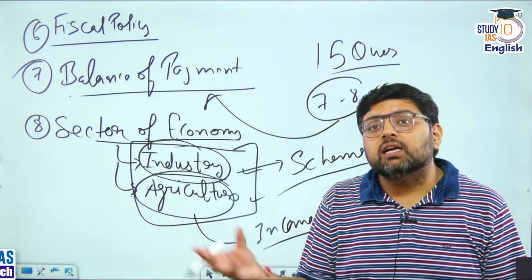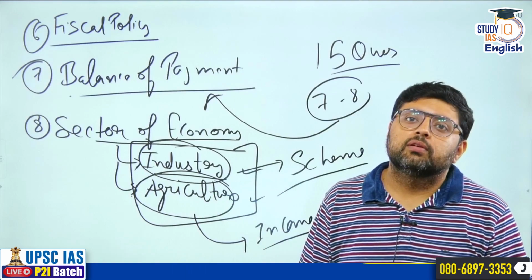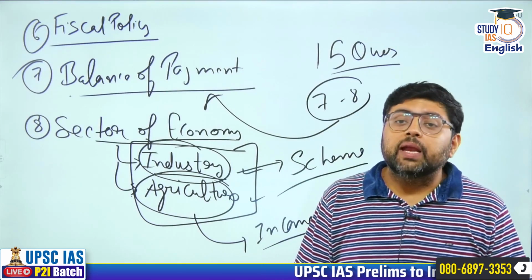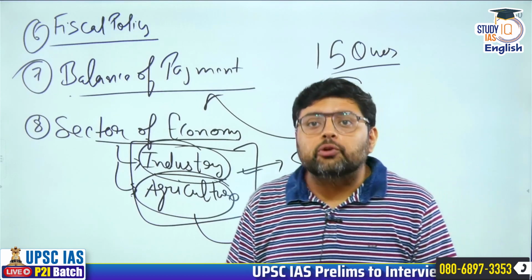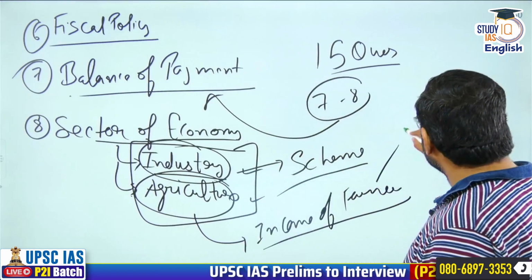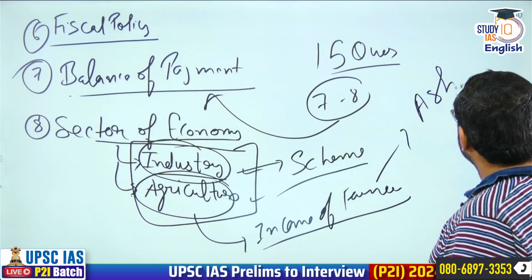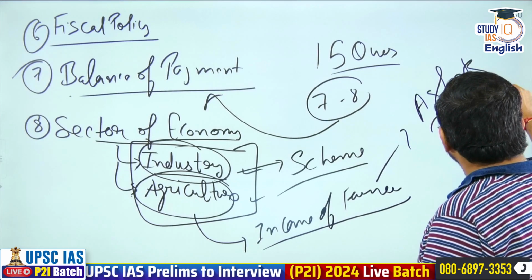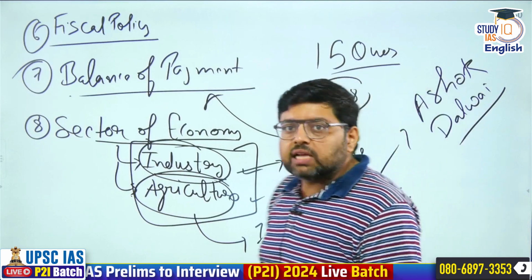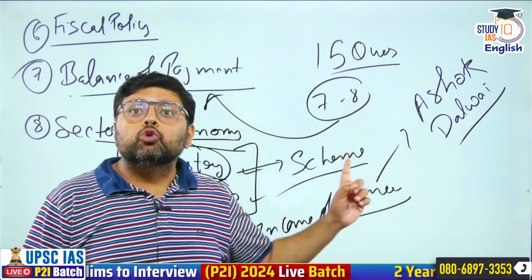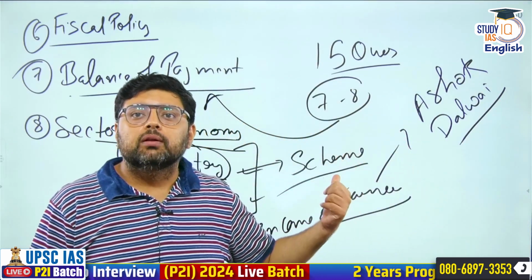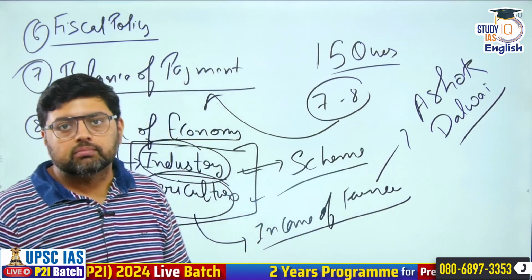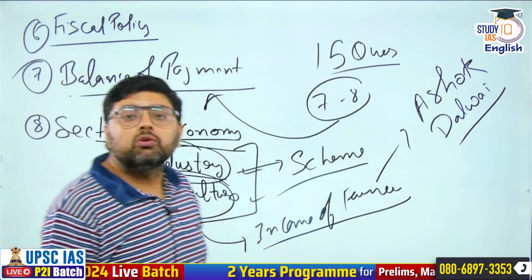So the problem starts from there itself. That is why the Government of India formed one committee headed by Mr. Ashok Dalwai. The task given was how to double the income of the farmer. That is why you frequently find in newspapers "doubling the farmer income". Okay, so this is what you have to understand.